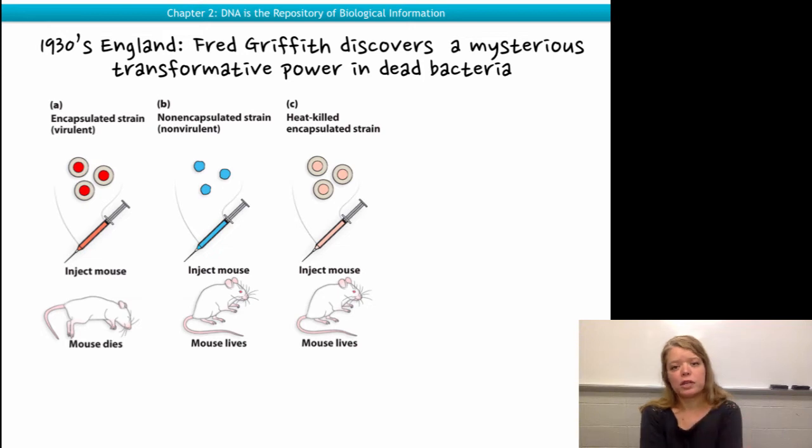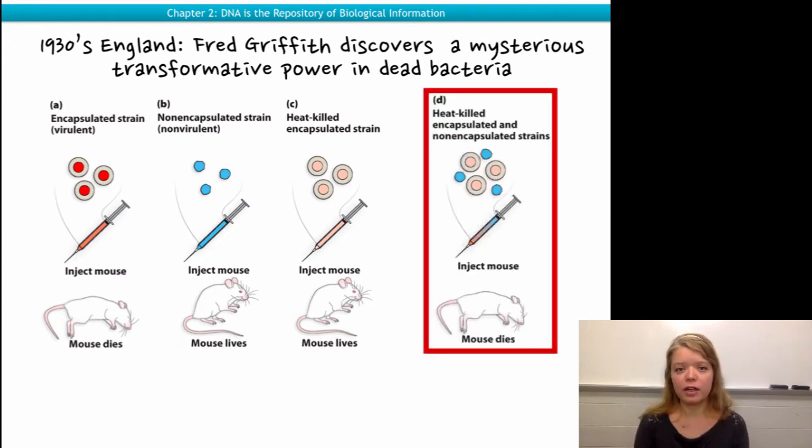Now, Griffith was also able to observe that if heat killed, the encapsulated strain also lost their ability to kill the mouse. The mouse lived when heat-killed encapsulated strains were injected into them, simply because the bacteria were dead and thus could not reproduce and overtake the mouse's body.